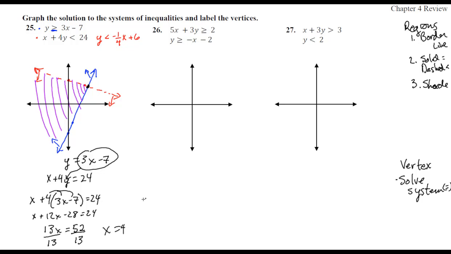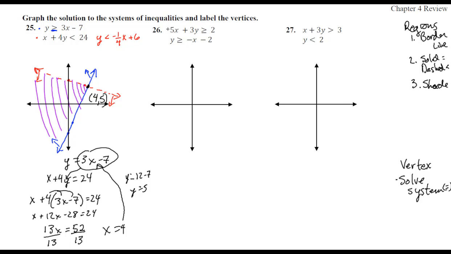Okay, so now we stick it back in. We could put it anywhere we wanted. So we get 4, let's stick it right up in there. y equals 3 times 4 minus 7, y would equal a 5. So that point right there is x is 4 and y is 5. Excellent. Okay, next one, number 26.